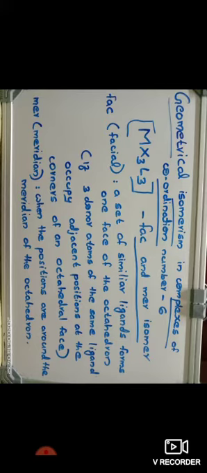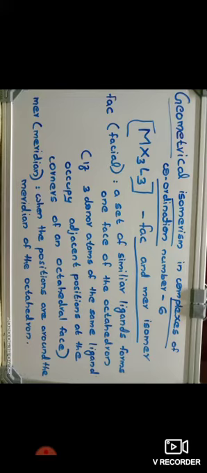Now, geometrical isomerism in complexes of coordination number 6. The third type of complex, MX3L3. In the beginning, we discussed MX4L2, MX4LA. Third type, MX3L3. They are showing a different type of isomerism, that is FAC and MER isomerism.